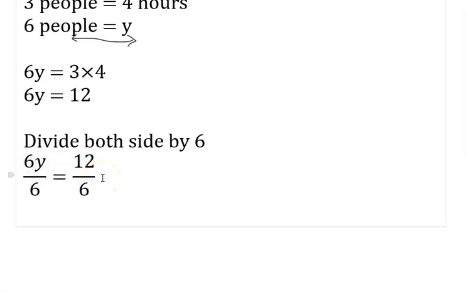So with that, our y can do what? It can stand alone if we're able to cancel out 6. If 6 cancels out 6, we will be left with y equal to 12 divided by 6, which will give us what? 2 hours. Beautiful.